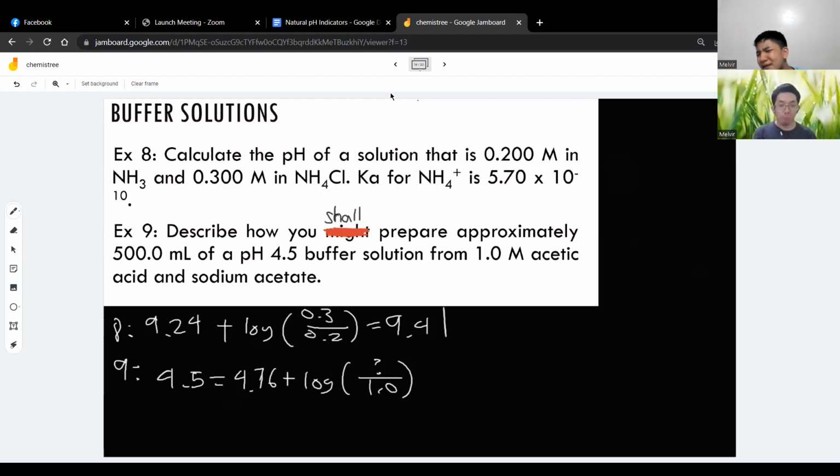Kinain ko po yung ampalaya, raw. Ay, yung plain. Ano ba ang ulam ngayong gabi? Ampalaya? Opo. Negative sa 2.2.